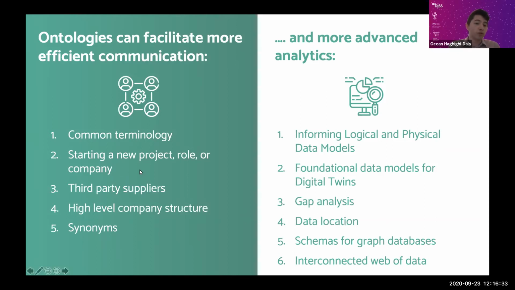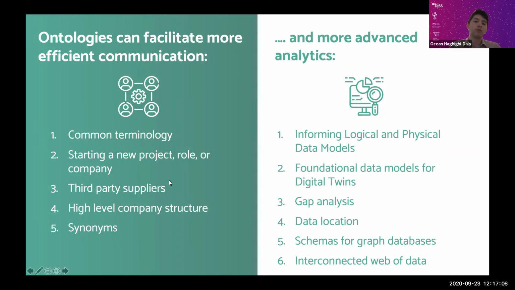Starting a new project, role, or company. This is the alien example. Basically, you join a new organization or a new team, or number 4 is high-level company structure. If you're high-level management, for example, understanding how your role fits into the organization, how your team fits into the organization, and how your project interacts with other projects and other teams, all of that is very important information to store. The ontology gives you one place to store all of this and hopefully display it in a nice way that helps you understand it better.